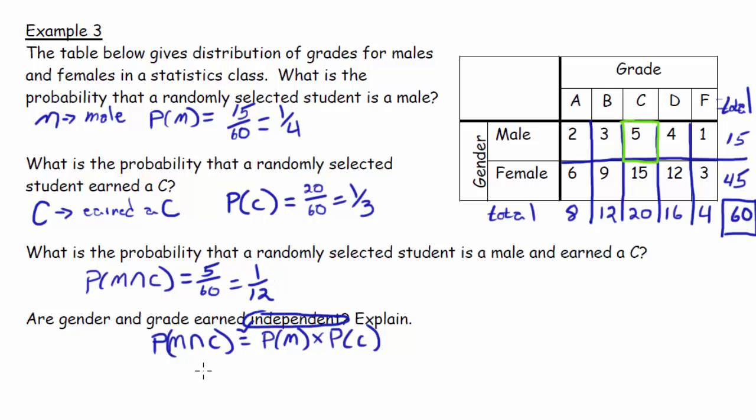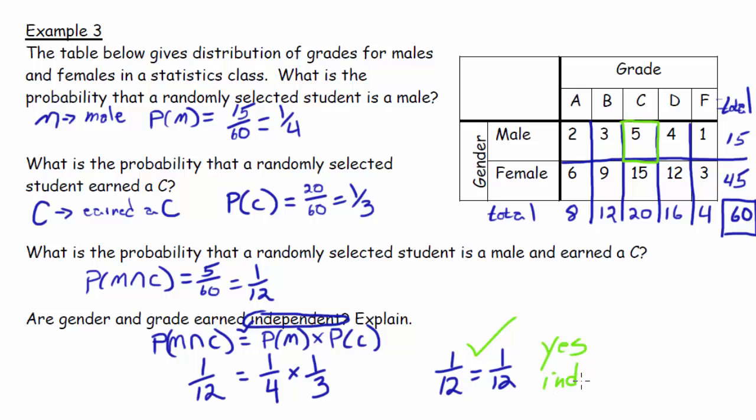Well, let's see here. The probability of them both happening is 1/12. The probability that we select a male is 1/4. And the probability that we get a C is 1/3. All right. So if 1/12 is the same as 1/4 times 1/3, then yes, we are in fact independent. And this does hold true because 1/12 equals 1/12. So, yep, that worked. So yes, these are independent.